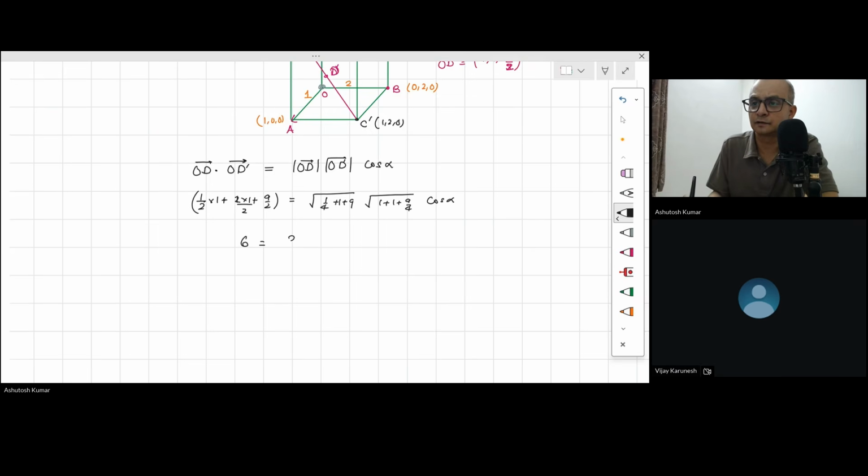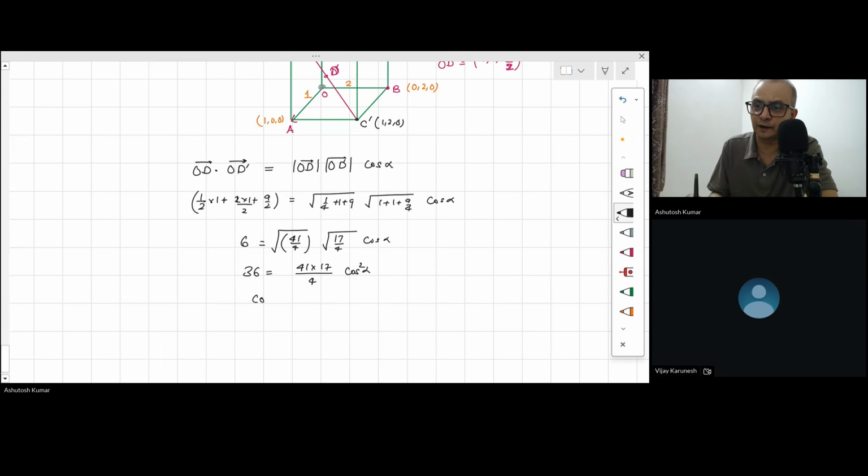And this is going to be what? 38 by 4 square root. No, sir, it will be 41 by 4. See, these kind of mistakes I always do. 41 by 4. And what about this? 17 by 4. Now I can square it, so it will become 36 equals 41 into 17 by 4, and cosine square alpha.